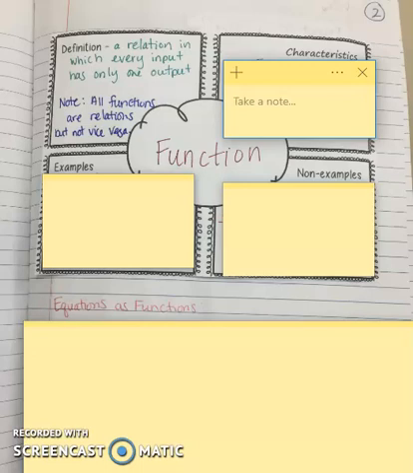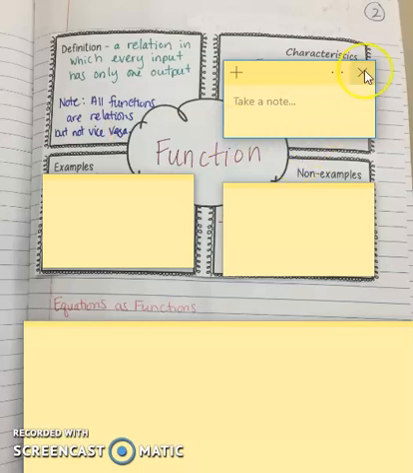So that means for every element in the domain, it can only have one single element that pairs up with it in the range. Just a note is that all functions are relations, but the vice versa of that is not true. All relations are not functions. I'll give you a couple examples of that in just a moment.